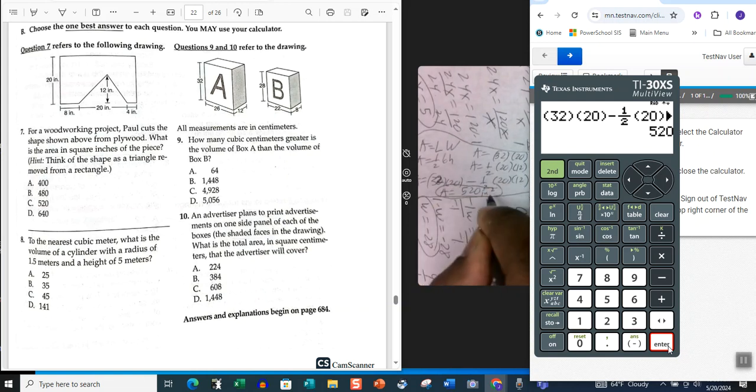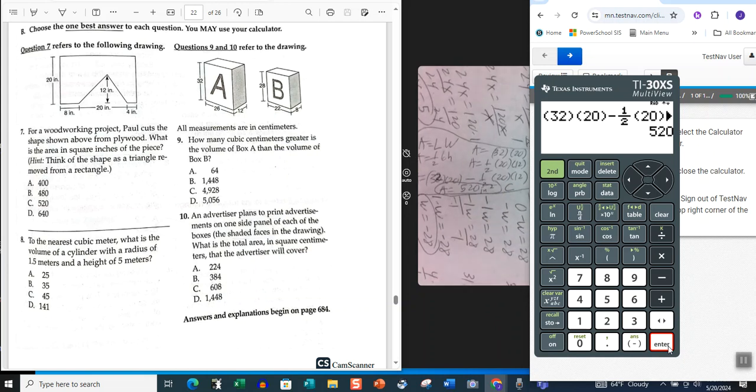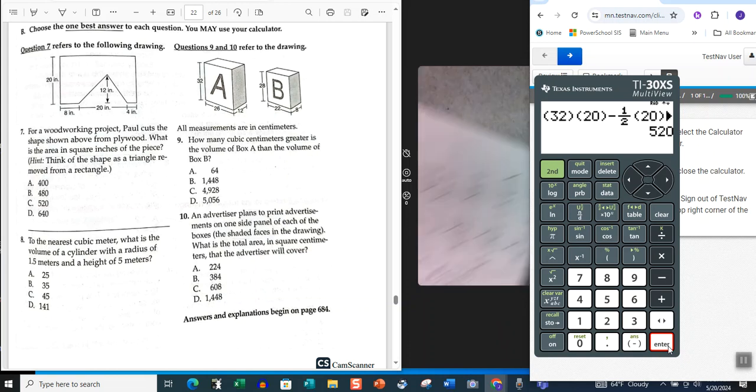So your area is 520 square inches, and if you notice, that's C. So your answer here would be C. Okay, now we move on to problem number 8. It says, to the nearest cubic meter, what is the volume of a cylinder with a radius of 1.5 meters and a height of 5 meters?